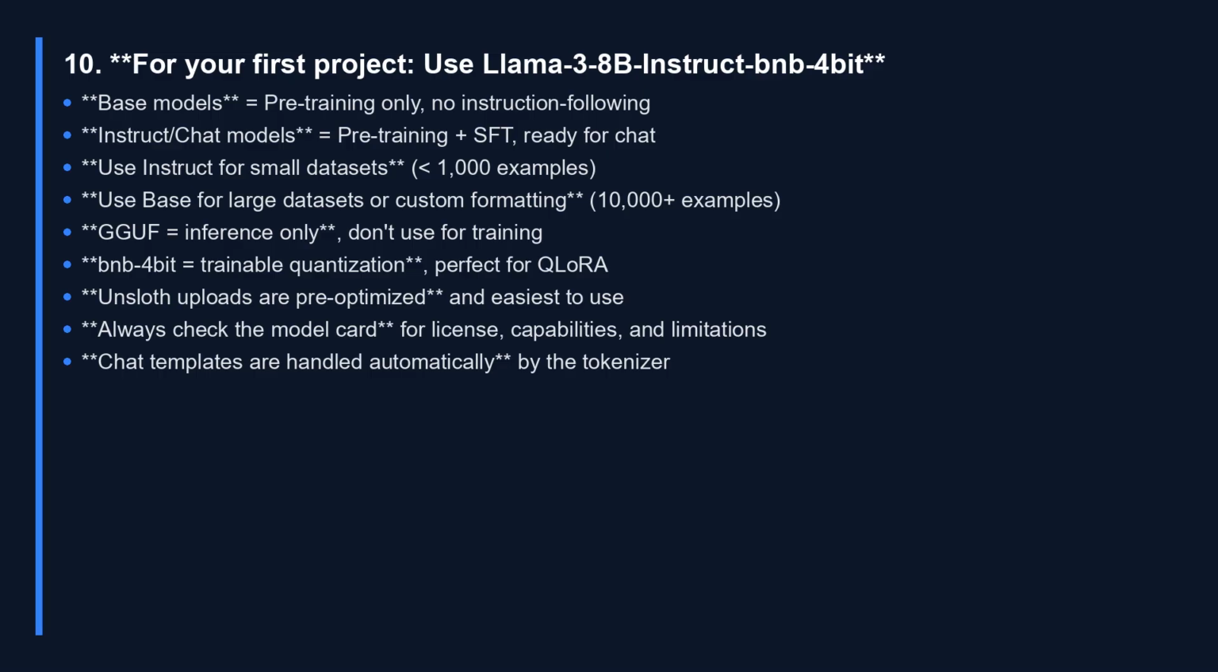GGUF is inference only. Never use it for training. The BNB 4-bit format is trainable quantization, fully compatible with QLoRA and Unsloth. Unsloth hosted models are pre-optimized and the easiest starting point. Always read the model card before committing to a model. Check the license, the capabilities, and the limitations. Chat templates are handled automatically by the tokenizer when you use Unsloth. And for your first project, Unsloth Llama 3 8B instruct BNB 4-bit is the recommendation that will serve you well.